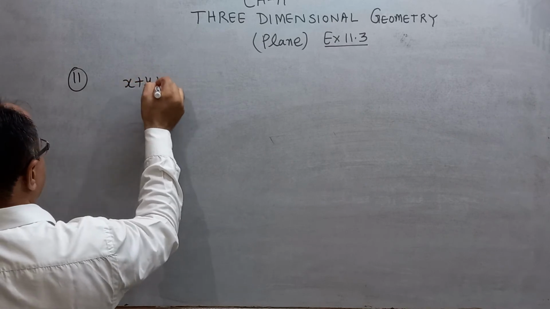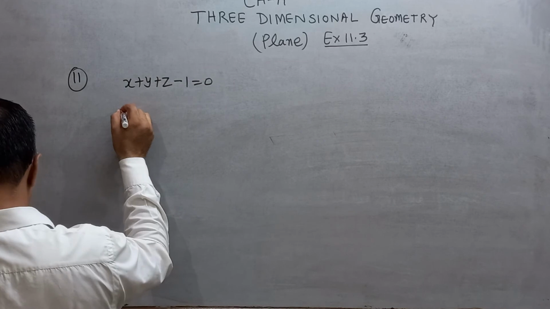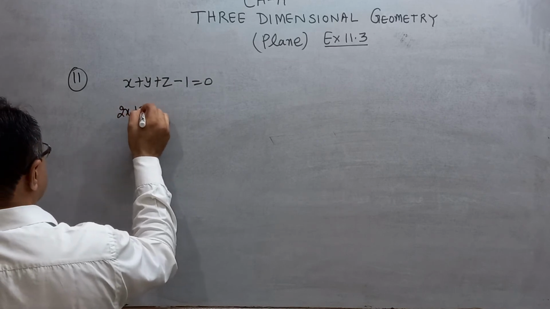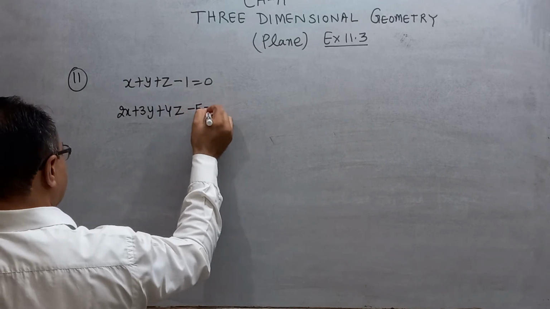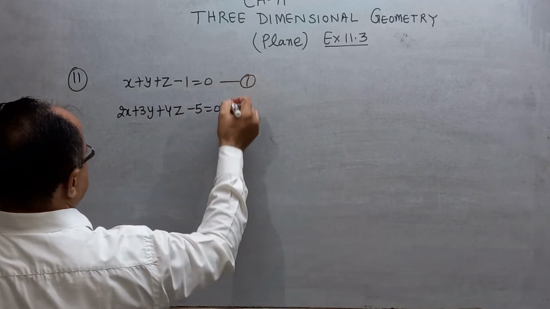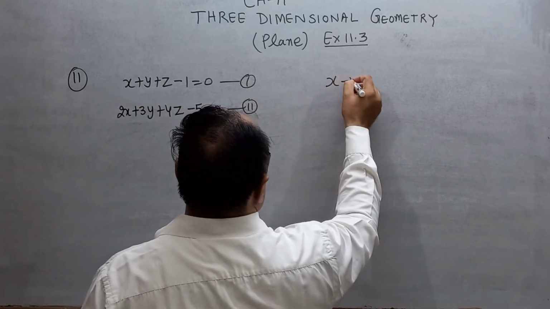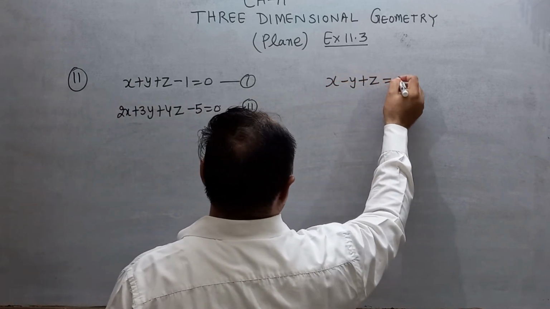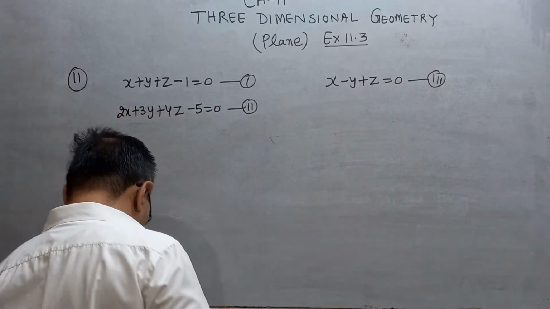x plus y plus z minus 1 is equal to 0. 2x plus 3y plus 4z minus 5 is equal to 0. This is equation number first, second. And x minus y plus z is equal to 0. This is third. Clear?